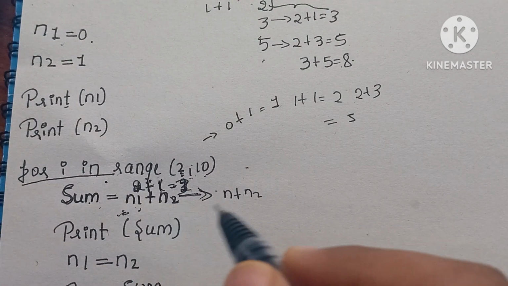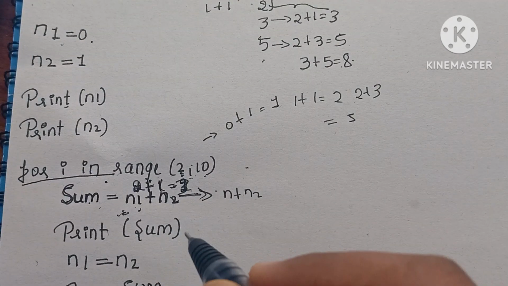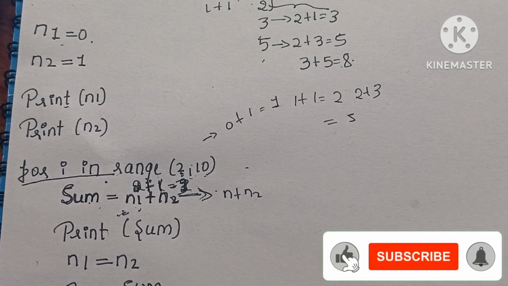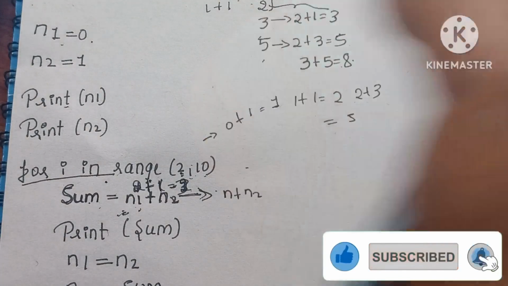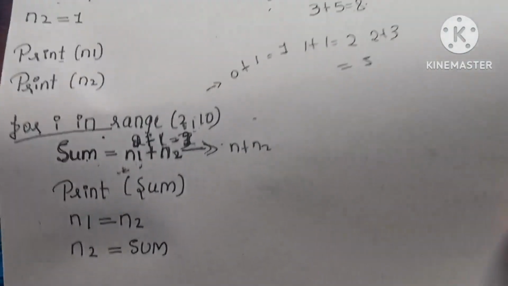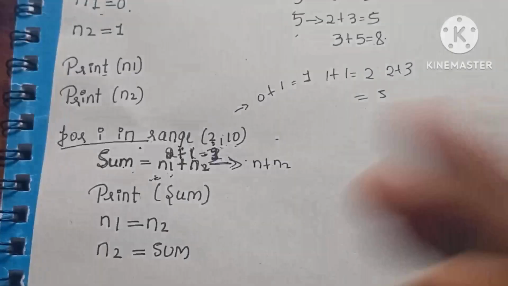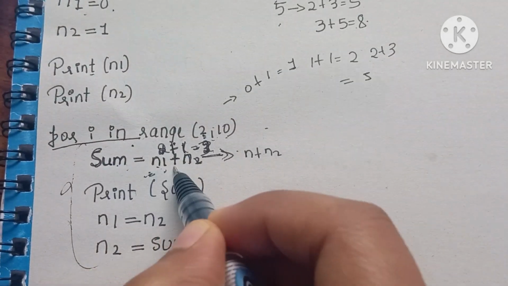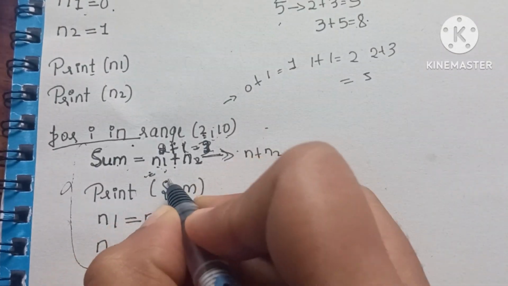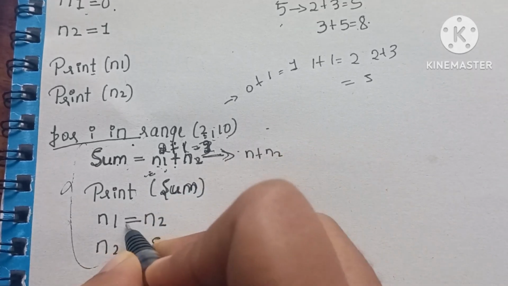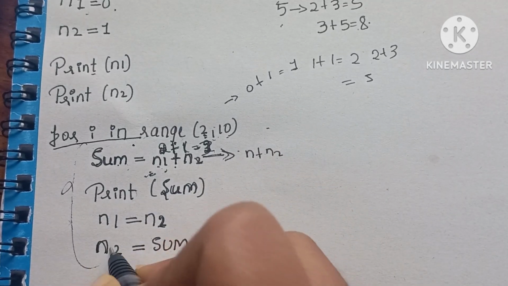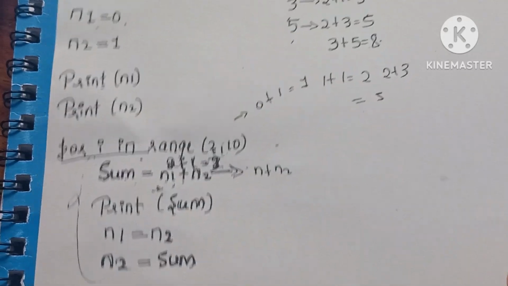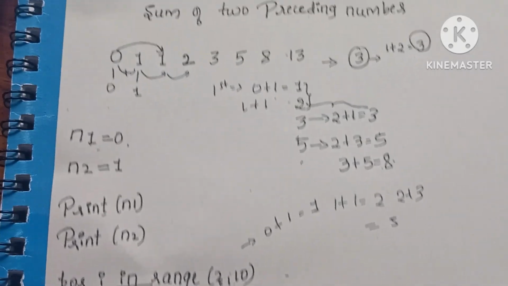Similarly we need to do like this only, and then iterate the loop until you get the result, and until the end of the Fibonacci series. So this is the Fibonacci program logic. Sum equal to n1 plus n2, then print this sum. Again n1 equal to n2, and n2 equal to sum. This is the simple program.